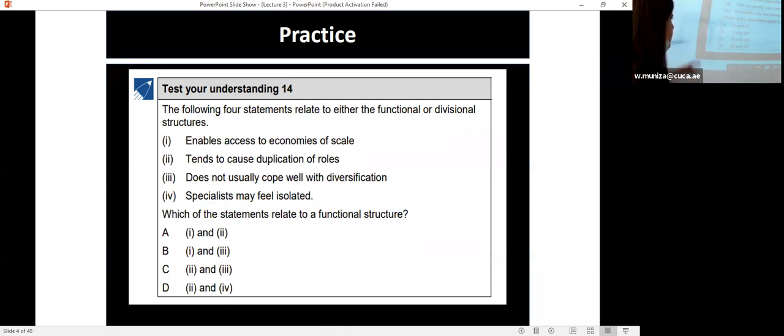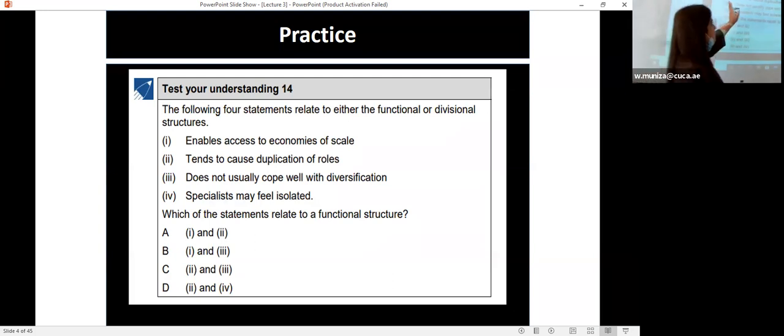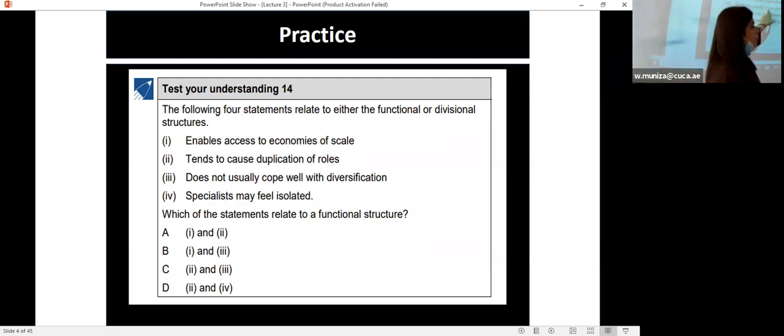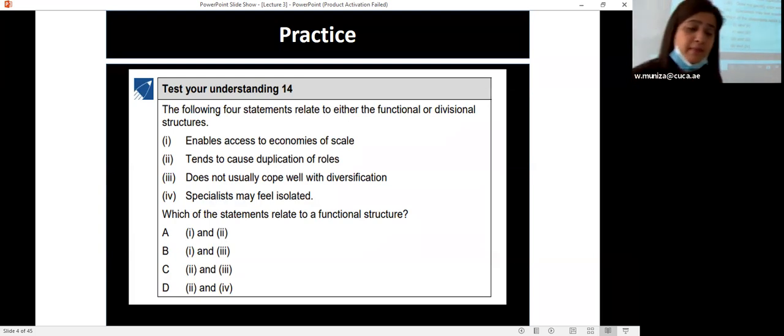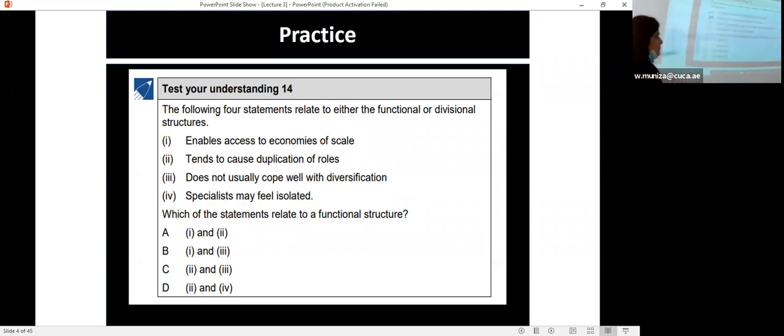Got it? So in the case of functional structures, we do see that it does not usually cope well with diversification. Because when the organizations are growing, what do we have to do? If the organizations are growing, then we should have different functions under each and every division. So if we have the same functional structure, obviously the functions would not be able to perform well for all of the divisions. So specialists may feel isolated.